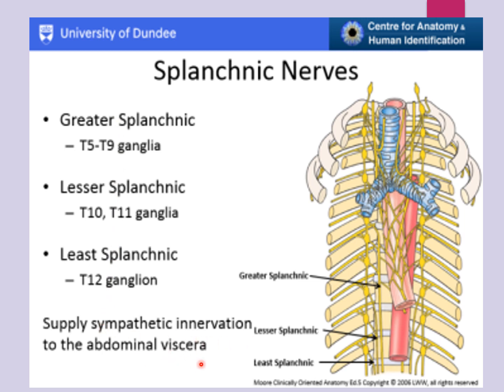So you have to remember, there are three types of splanchnic nerves: greater, lesser and least. Greater is formed by T5 to T9 thoracic sympathetic ganglia, lesser is formed by T10 to T11 ganglia, and least is formed by T12 ganglia. And these splanchnic nerves supply sympathetic innervation to the abdominal viscera.